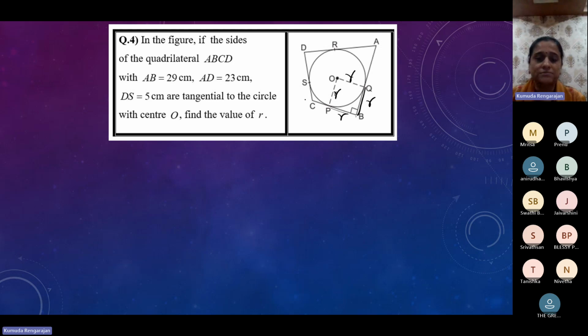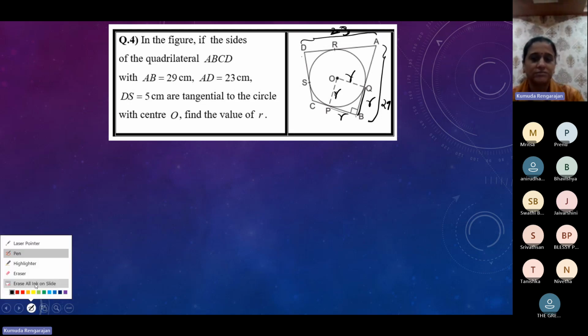Now, we'll start with, see here, AB is 29. Let me just mark it, children. AB, where is AB? This is 29, children. This is 29, okay? AD is 23. AD, this full thing. This one is 23. DS is 5. DS, this is 5. Let me just bring this figure to the middle. One second.